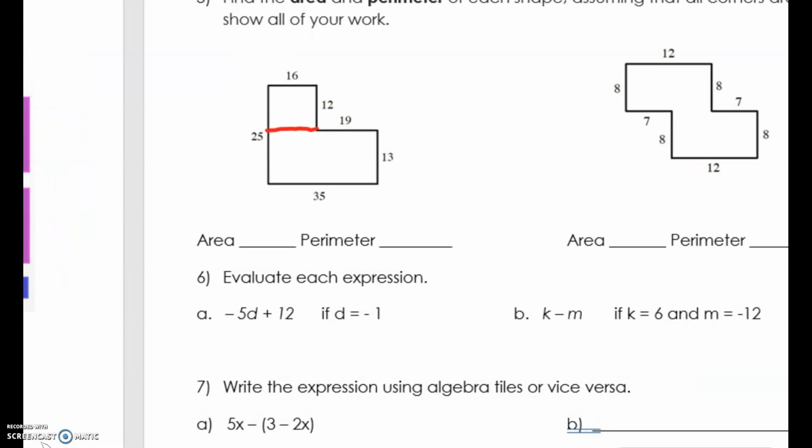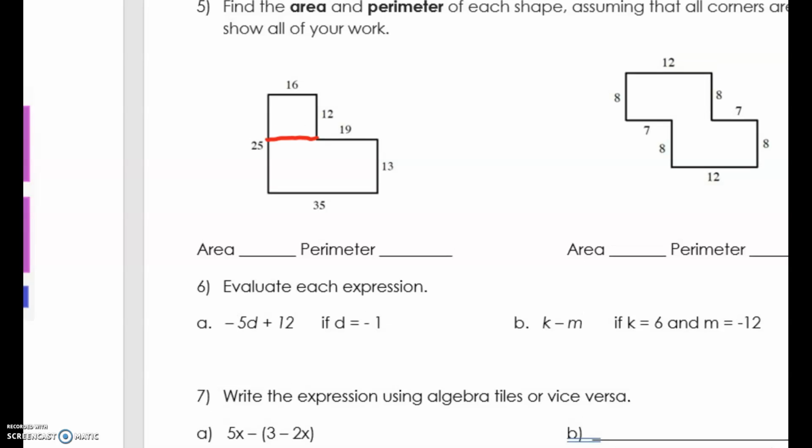And now to find the area of this part, I just do 16 times 12. Okay, so 16 times 12 is 192. So I'm putting 192 in this box. All right, and then in the other box, it looks like it's 13 by 35. Okay, so 13 times 25. Oh, not 25, 35. And that's 455.